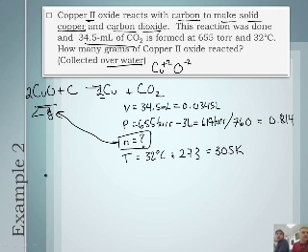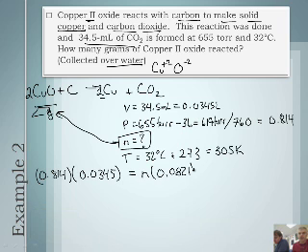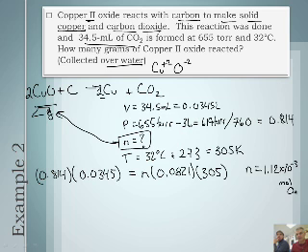P is 0.814. I'm not going to put the units in there. V is 0.0345. N we don't know. R, of course, is 0.0821. Notice I'm just plugging in my numbers, and my temperature is 305. N comes out to 1.12 times 10 to the negative third. And that's moles of carbon dioxide.